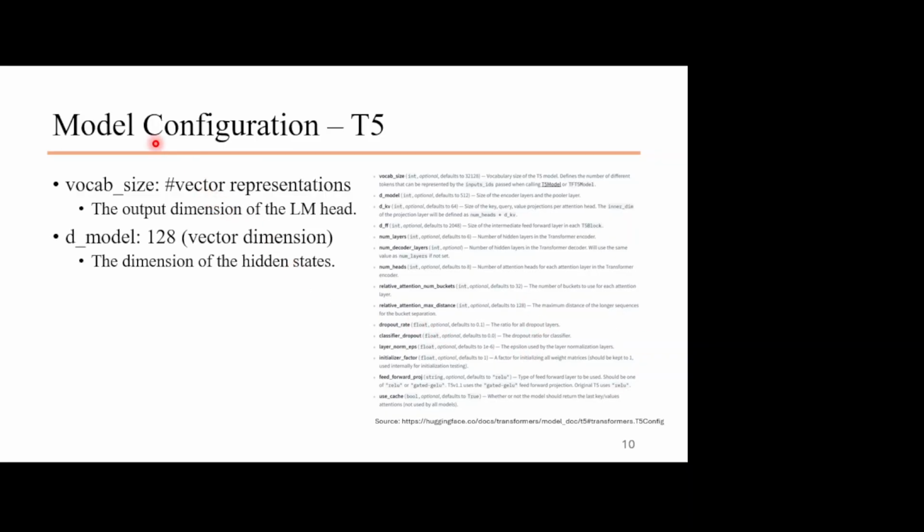And note that these 2 parameters are fixed. The first one is vocab size. Vocab size is the output dimension of the LM head, and it should be the number of your vector representation. And the second one is D model. D model is the dimension of the hidden state, and it should be the same as the input dimension, which is 128.